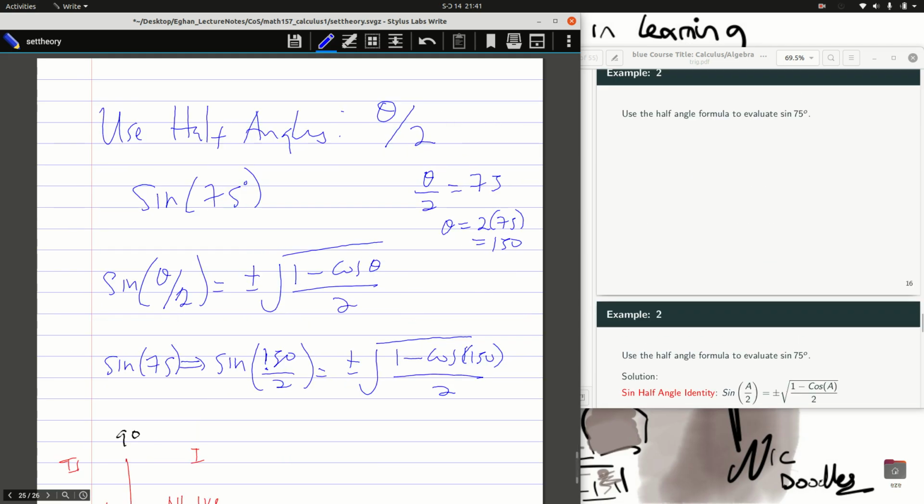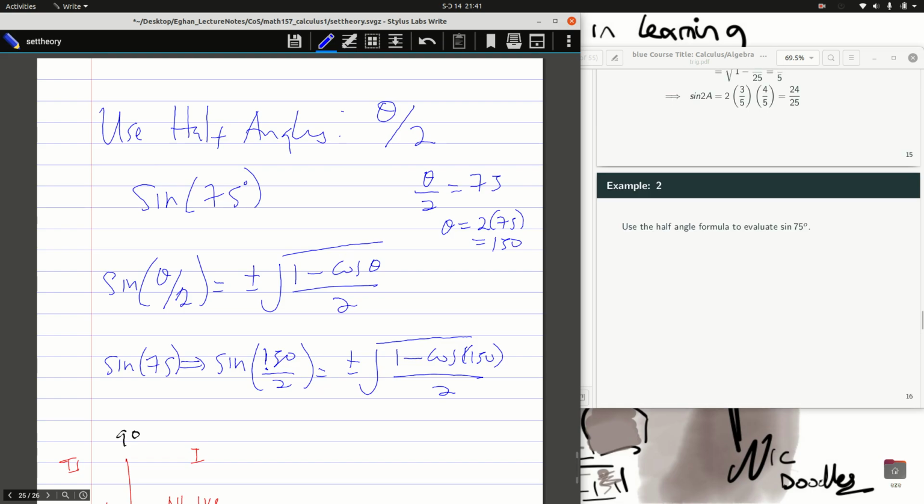The next example, example 2, says use a half angle formula to evaluate sine 75. Again, I know you can use a calculator, but let's go by the problem. This has given us exactly what to do. It says use a half angle, no stress. You're not going to think what identity am I going to use? No, it says use a half identity. Half means the angle must be over 2. But I was asked to find sine 75.